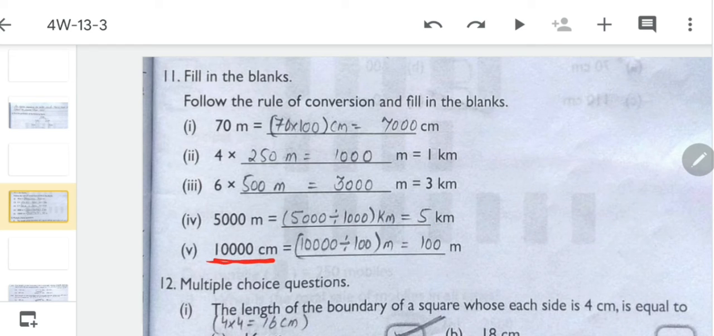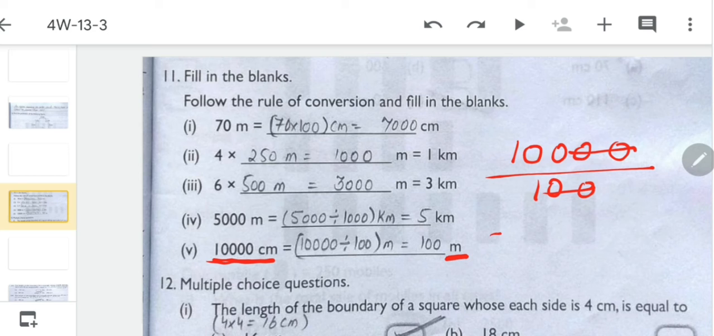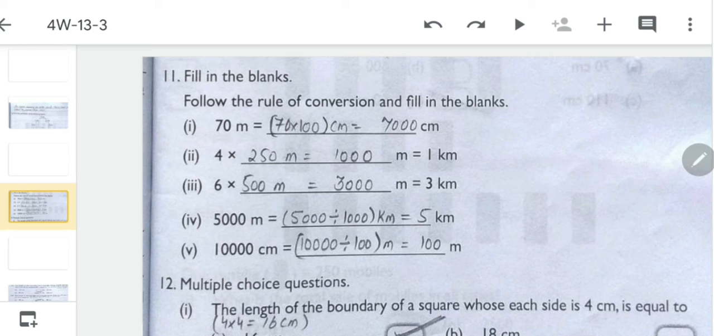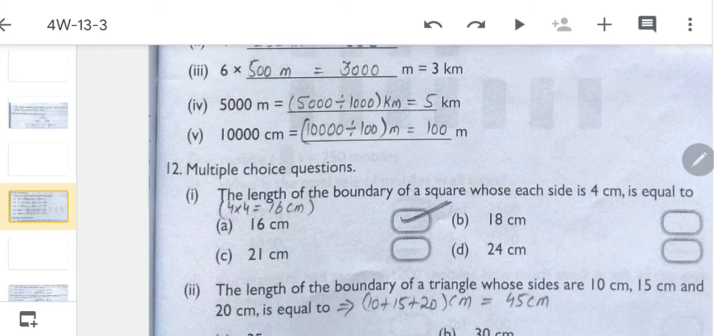Next is we have 10,000 centimeter and here we have to write the answer in meter. So to convert centimeter into meter, we have to divide it by 100. So when we divide 10,000 with 100, we have the answer 100 meter. Okay, hope this is clear to you all.